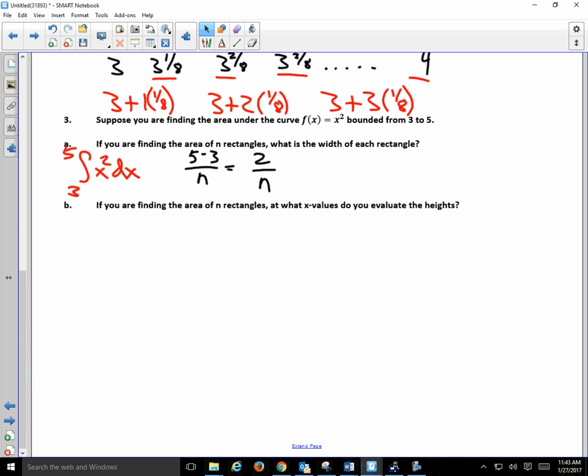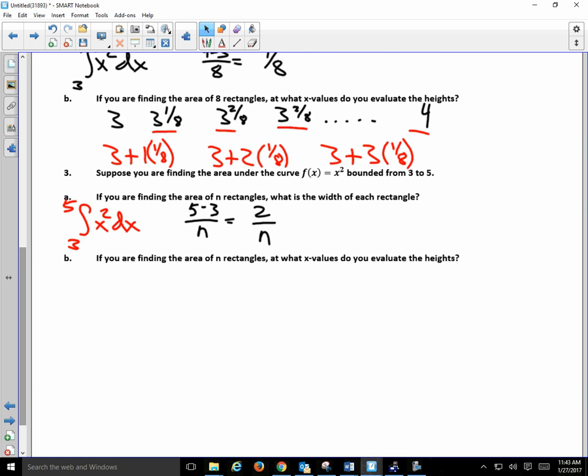Okay, you guys got it, that the width of each rectangle is 2 over n. Do you see how I came up with that? B minus A divided by n. Now let's just pick up where we left off. Kind of get your brain back here.